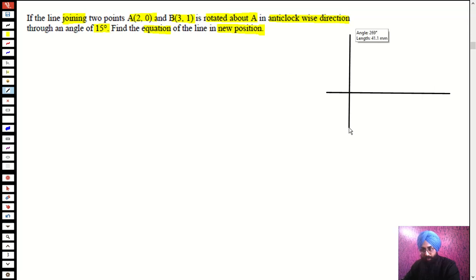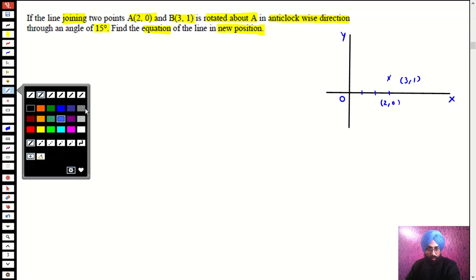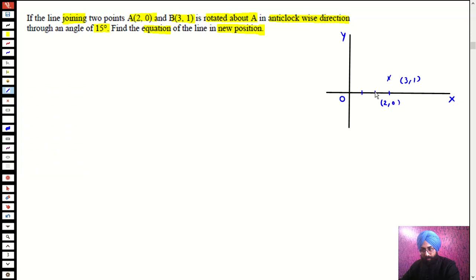So we have the coordinate axes, x-axis, y-axis. So 2 points are given, (2, 0). So I am creating it as (2, 0). This point is (2, 0). Next is (3, 1). So let's say this is 3 and about here it will be 1. So this point is (3, 1). So join these two to draw the line. So this is the given line. We are calling it line AB because it was given. So let's call it just AB.